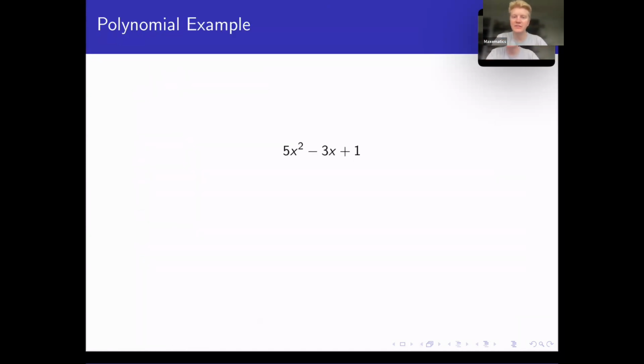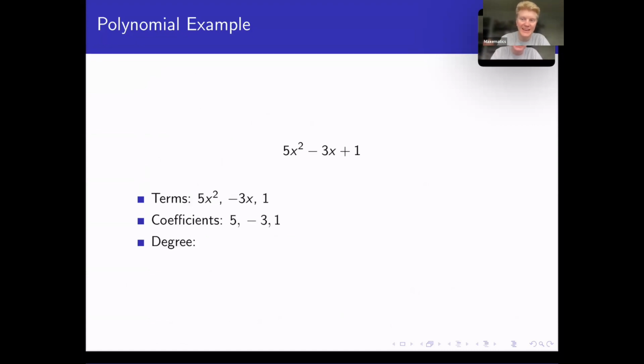Just to do a very brief example of classifying polynomials. So 5x squared minus 3x plus 1. The terms are all of the things that are being added or subtracted together. So 5x squared, negative 3x, and 1. The coefficients, well, just take the coefficients of each of the terms, 5, negative 3, and 1. And the degree is the highest power that we see in the entire polynomial. Highest power we see is 2. That's about it.